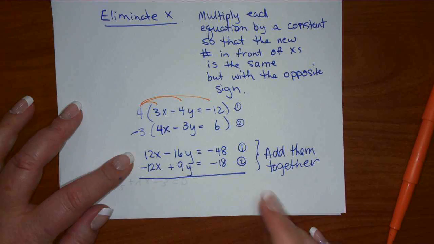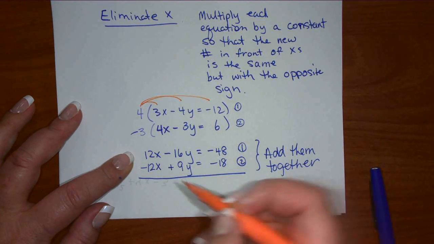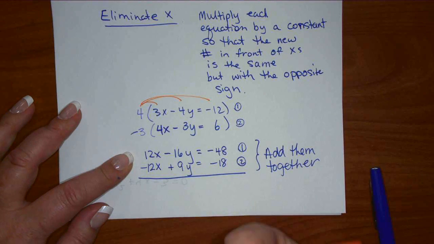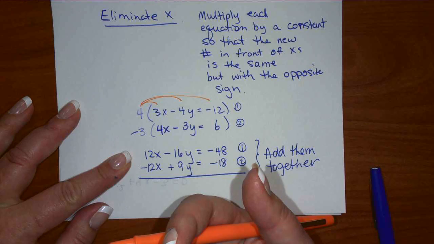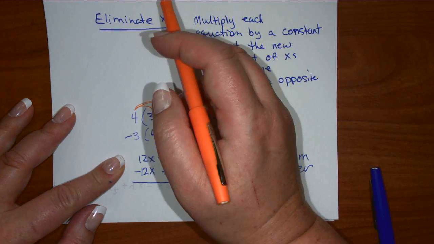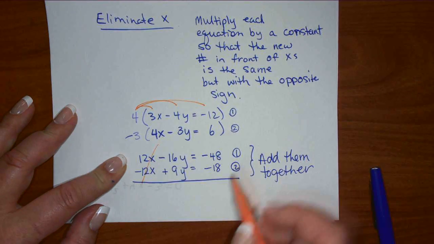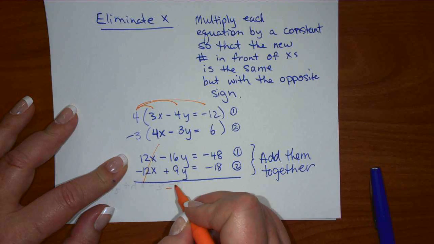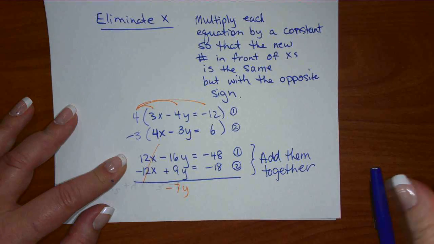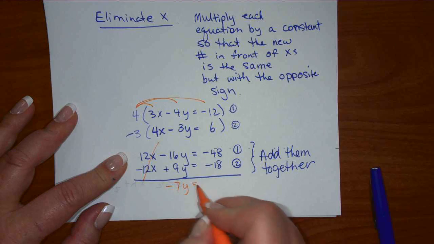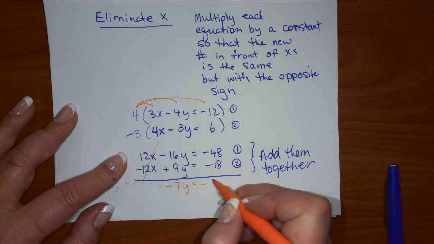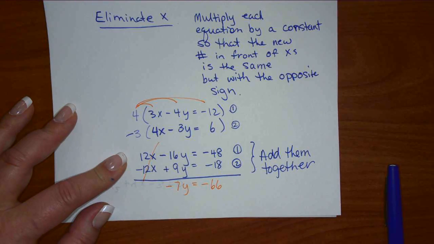So what do we get when we add them together? 12 minus 12? 0. We eliminated the x's, because that was the whole point of multiplying them, to get rid of the x's. We wanted to eliminate it, so it's gone. Minus 16 plus 9, minus 7y. And 48 and 18, 66. Terrible first example. Look at the numbers.